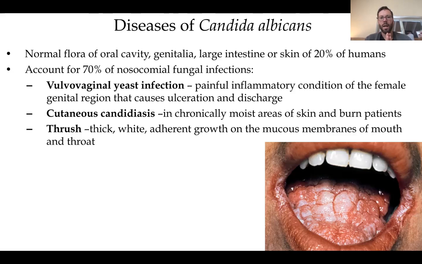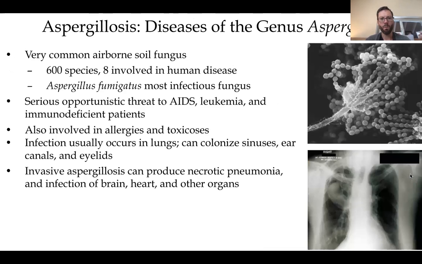Okay. All right. So immunocompromised people, this can be an issue. Aspergillosis: an airborne soil fungus, many different species. However, only 8 are primarily involved in human pathogenesis. Seriously threatening to AIDS patients as well. Here, this is a much better image of a Candida chain and a Candida than what I was trying to draw earlier. This is Candida, if you guys remember.